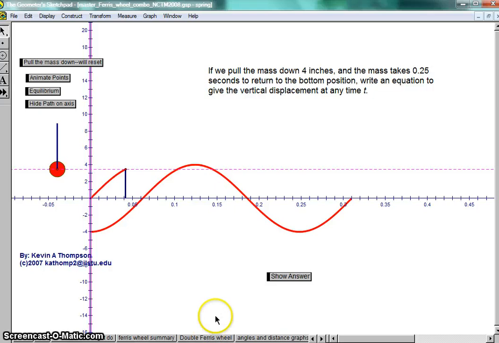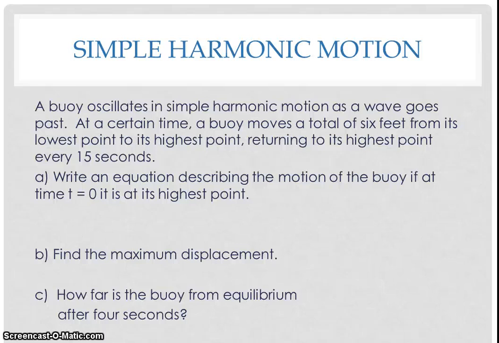Okay, so let's go back to the example. In this example, instead of having the spring, we have a buoy, and it's oscillating in simple harmonic motion as the wave goes past. So essentially, you have this buoy sitting out in the water. I'm not an artist, so here are the waves, and then a big wave is going to come by, which is going to cause the buoy to go up high, and then the wave is going to go past, and the buoy is going to go back down low again.